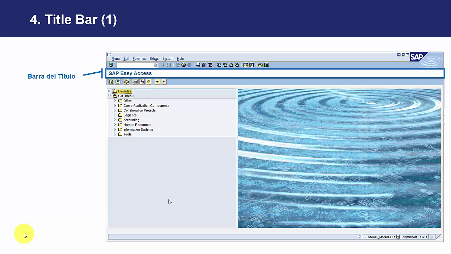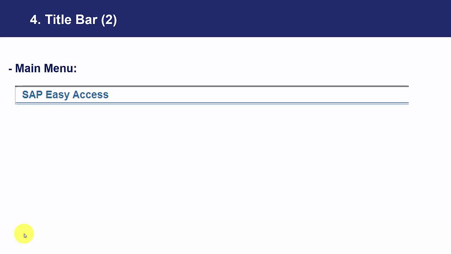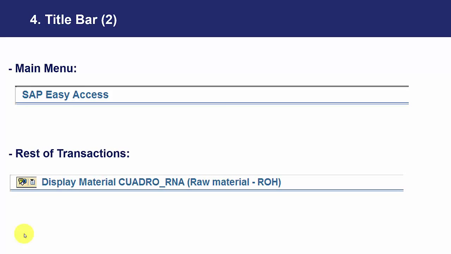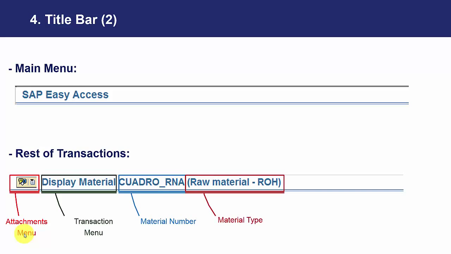Title bar, in the main menu we are going to see this text, SAP EC Access, but in each transaction we can have different texts. In this case, for instance, we are seeing an attachments menu, the transaction description, the material number, and the material type.